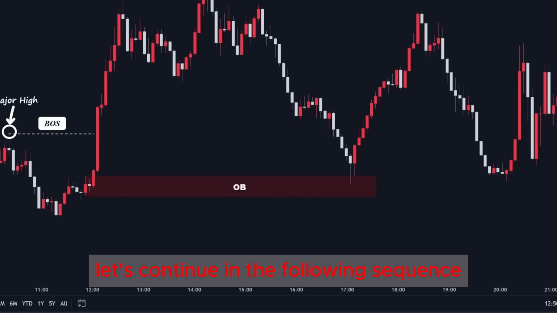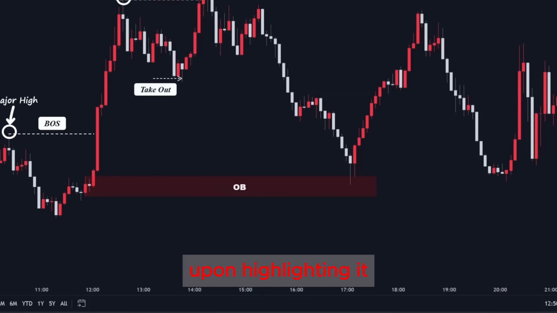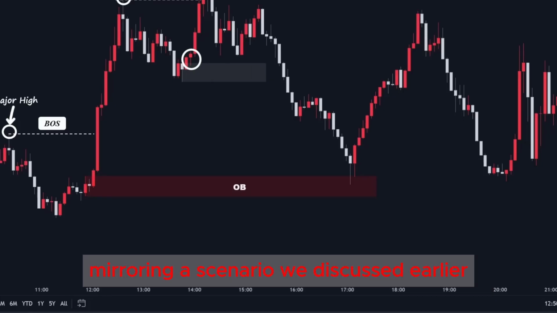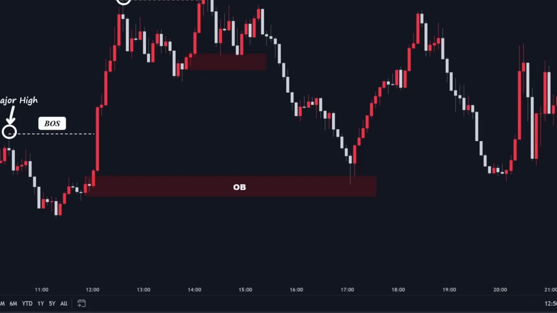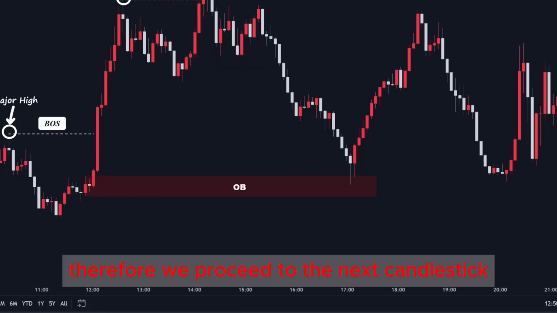Let's continue. In the following sequence, we see that the price has initiated another upward movement. And this candle is the last bearish one before the upward push. It has taken out the low of the previous candle. However, upon highlighting it, we see mitigation with the wick of the third candle, mirroring a scenario we discussed earlier. Consequently, we identify the next candlestick as the order block. Yet again, it is mitigated, this time by the upper candle's wick. Therefore, we proceed to the next candlestick.